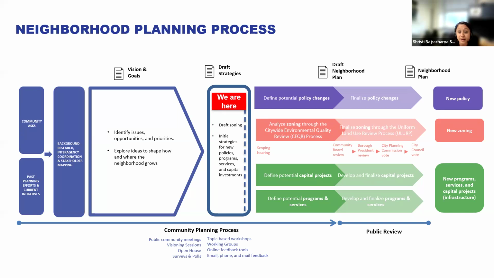Finally, we will come back together next year to kick off the uniform land use review process, where stakeholders, including community boards, borough presidents, the City Planning Commission, and the City Council will all have a chance to weigh in on the plan. If approved, the plan will result in new zoning as well as new programs, services, and capital projects. The city is required to update you on the status of these commitments on an annual basis.